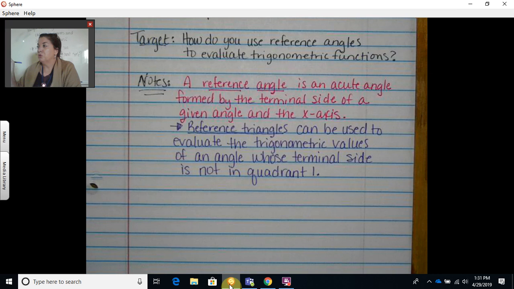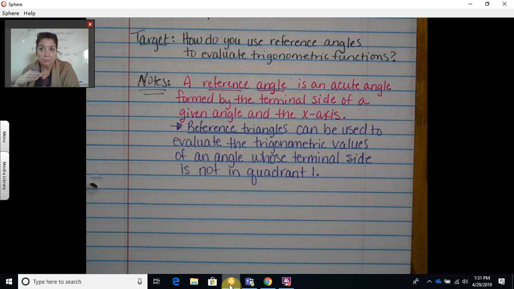So like if we draw a 130-degree angle, we don't use that angle actually to find the sine and cosine, we use the other angle that it forms. That angle would be the reference angle, and the triangle that we use is the reference triangle.